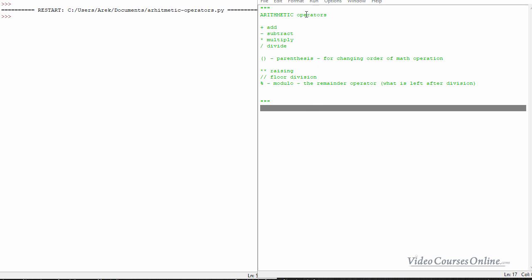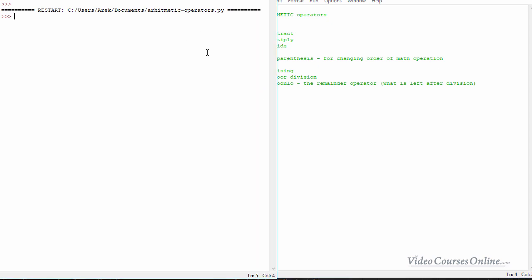Hello everybody, today we're going to talk about arithmetic operators. So we're gonna talk about operators that are commonly used in math. So the operators that work on numbers. The plus sign can add two numbers to each other. So 4 plus 6 will give you 10.